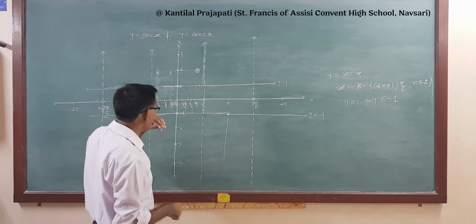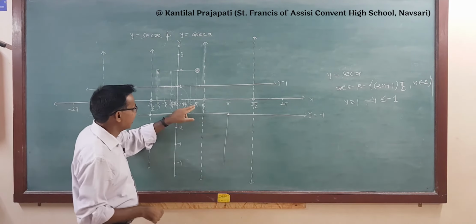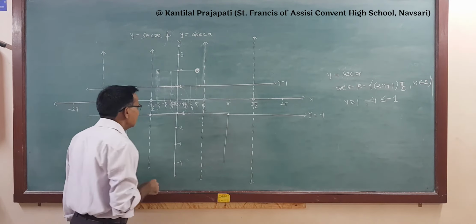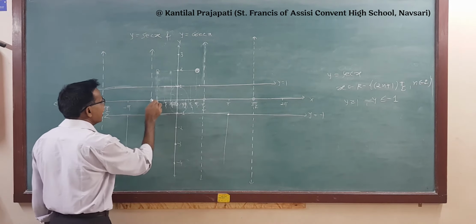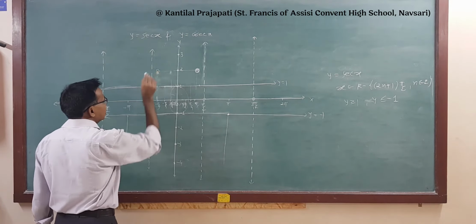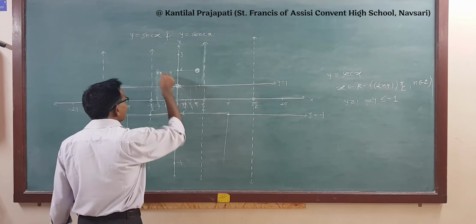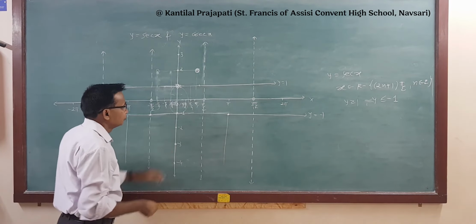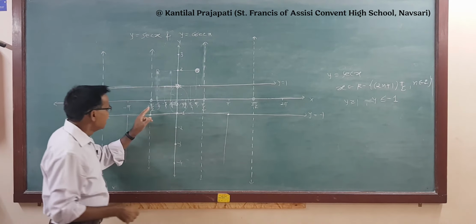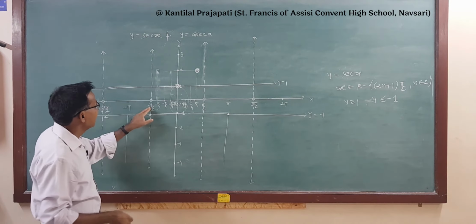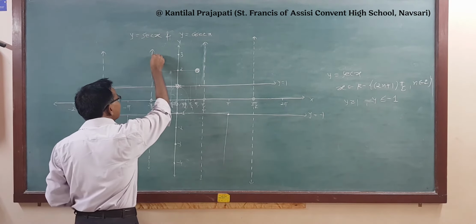Now see the value of sec pi by 3. Cos pi by 3 is 1 upon 2, so sec pi by 3 is equal to 2, so this point will be here. Sec minus pi by 3 is also 2, and sec 0 is 1, so we get 3 points here, right? We join all these points in order. Sec pi by 2 is not defined, sec of minus pi by 2 is not defined, so you get a parabolic shape here, joined in order.